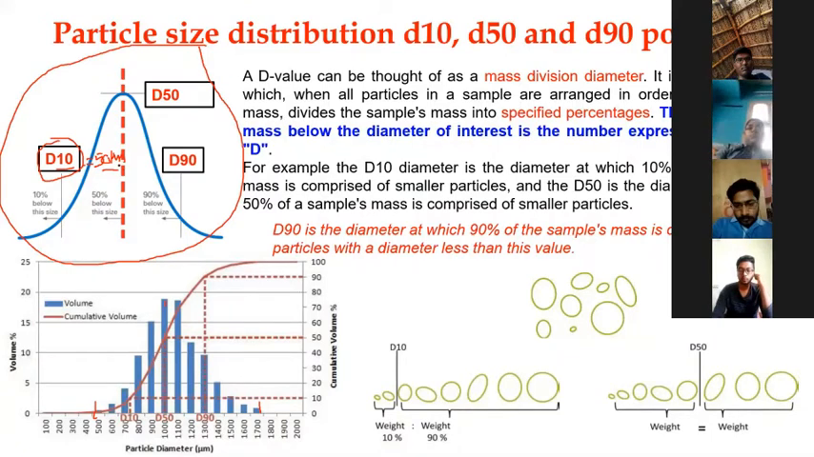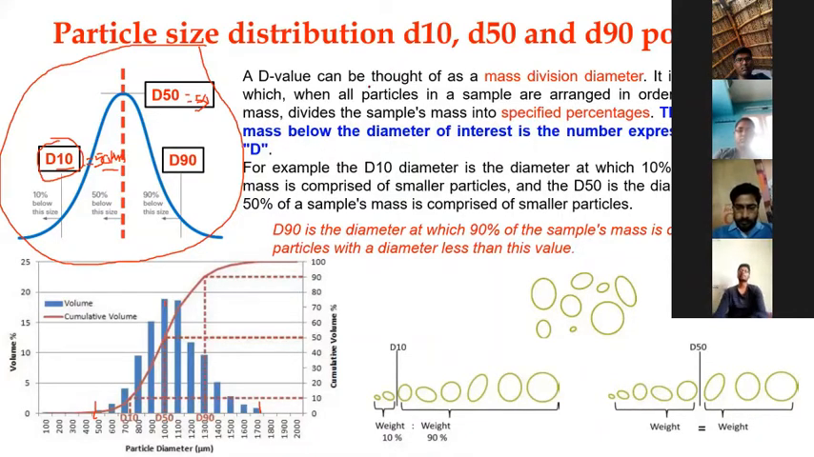Please try to understand. If they say D10 is 50, they will not say only D10 or D50. They will say D10 is some combination. Let us say D50 is 50 micrometer, which says out of the given 100% of particles, less than 50% of the particles are in 50 micrometer, and the remaining 50% of particles are above 50 micrometer diameter. That is the meaning of D10.